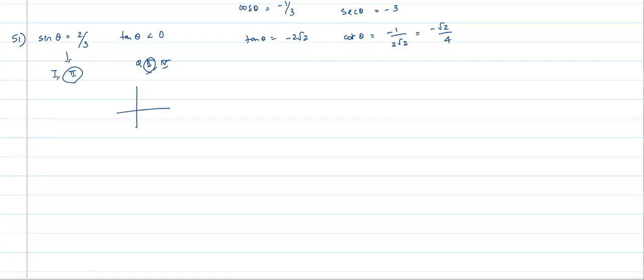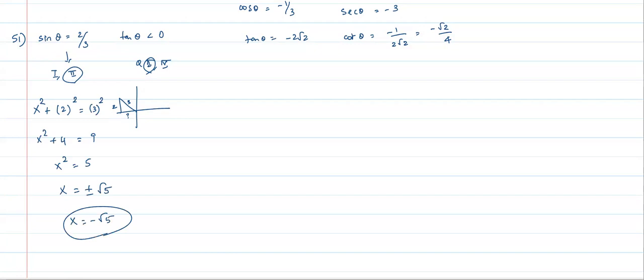What I have is a triangle like this. The y value is 2. The radius is 3. What is the x value? So x squared plus y squared is r squared. So x can be either plus or minus root 5. But because it is in quadrant 2, I know that x is negative. So x is negative root 5. So once I get that, I can write all my trig ratios.